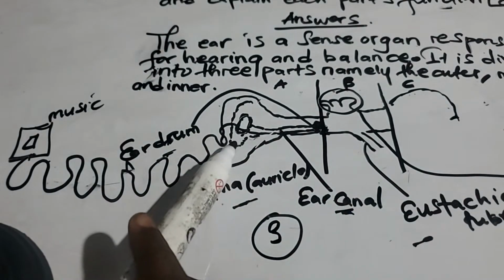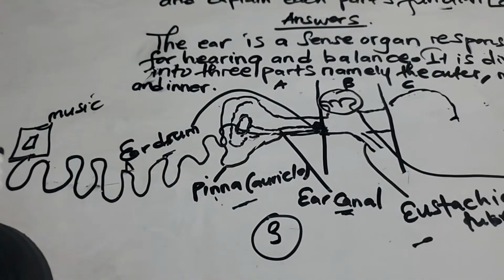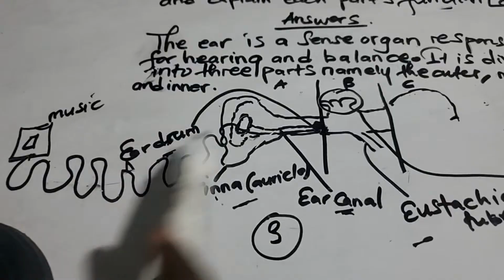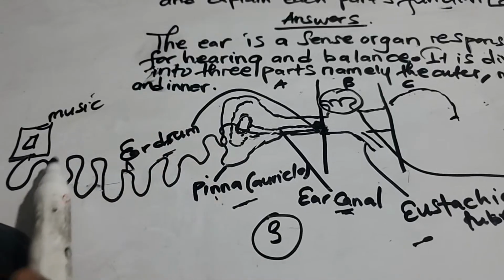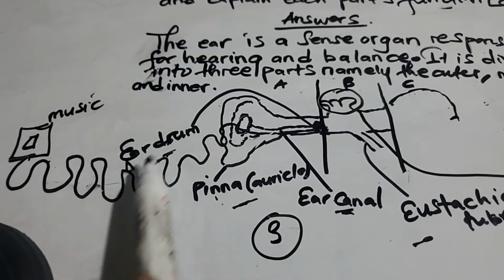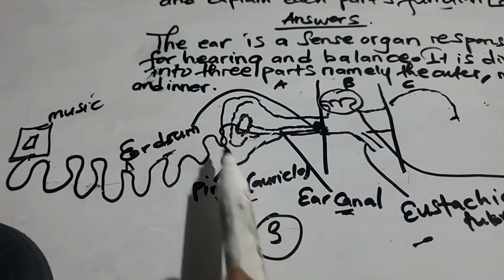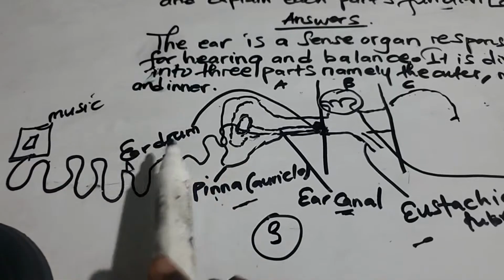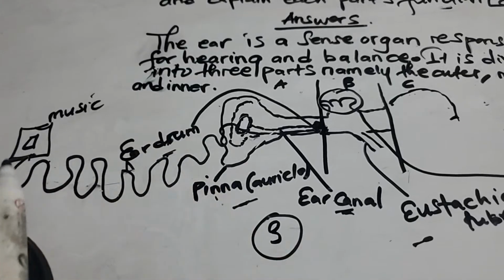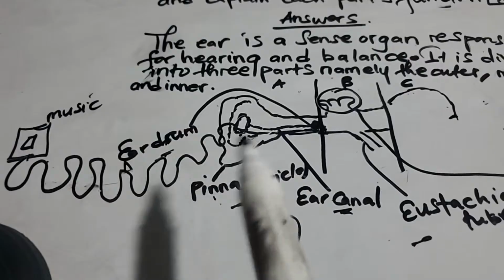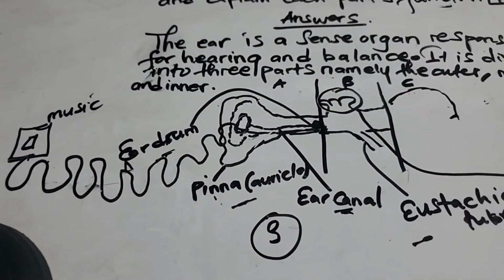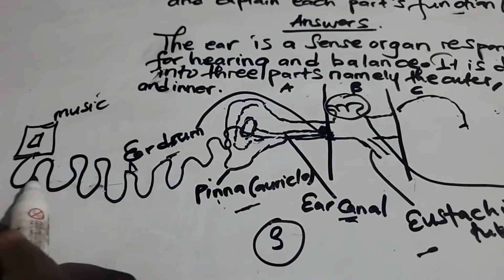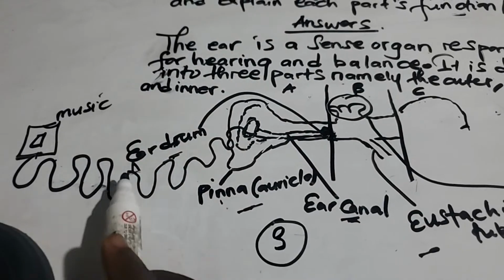The sound that we normally hear from the environment is in the form of waves. This is what you have to know and understand. The sound that we hear from the environment is in the form of waves. That is what you have to know and understand.